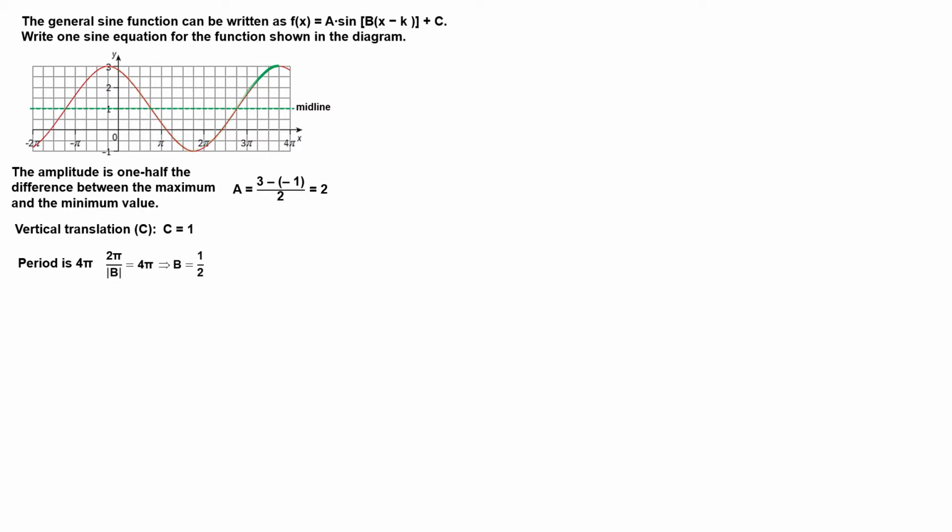For a sine function, the horizontal translation is found by looking at the x-coordinate of a point on the horizontal axis of the wave with a positive gradient. Look at the graph. This could correspond to the origin on the standard sine graph. Therefore, the horizontal translation is minus 5 pi over 4.